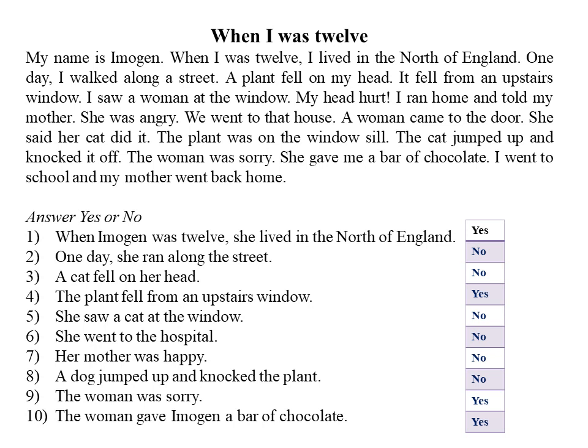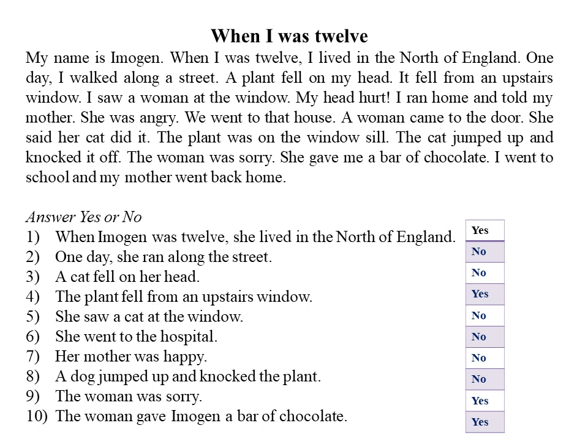Is number 6 correct? No, it is wrong. She didn't go to the hospital. There isn't even a mention about a hospital. What about number 7? Yes, it is also wrong. Her mother wasn't happy, so it also should be no. Number 8. Was there a dog in this incident? No. So that sentence is also wrong.